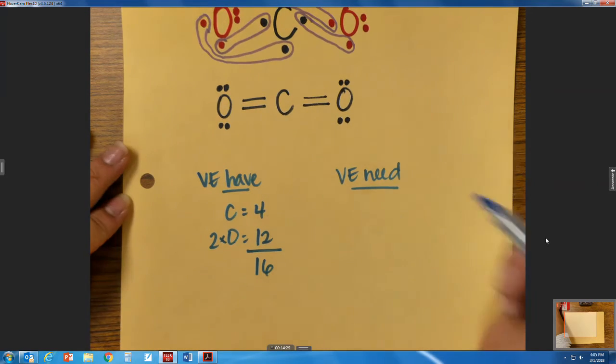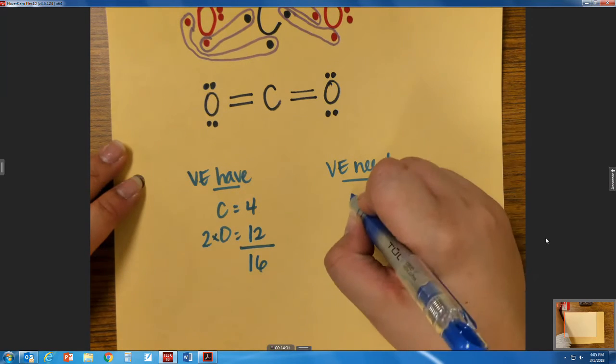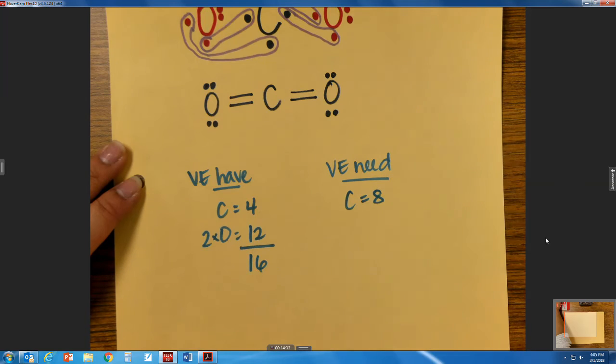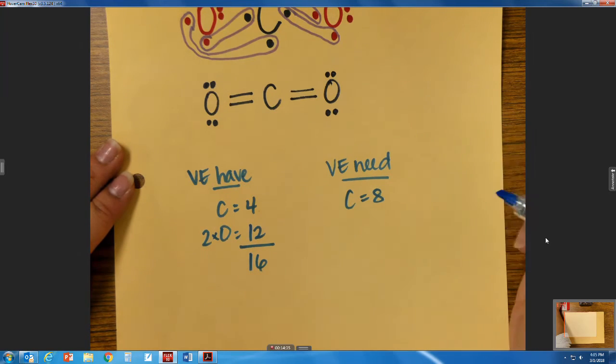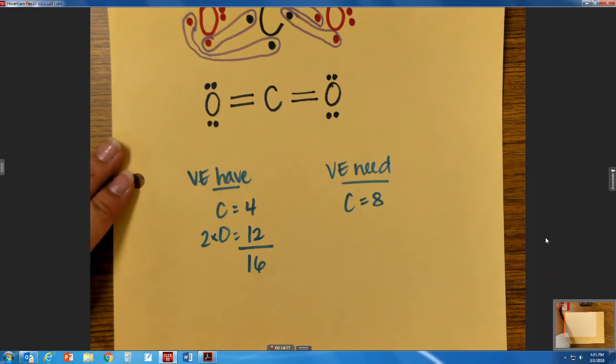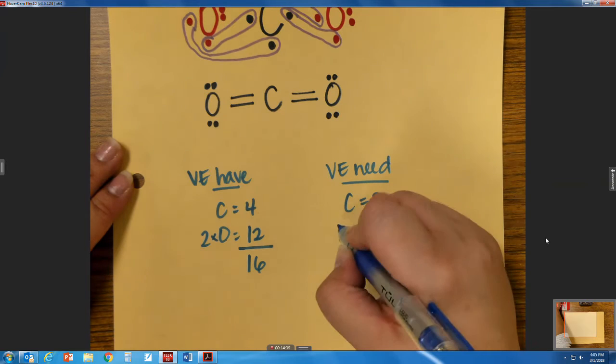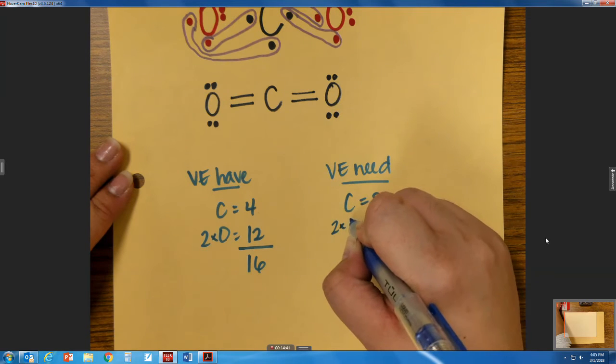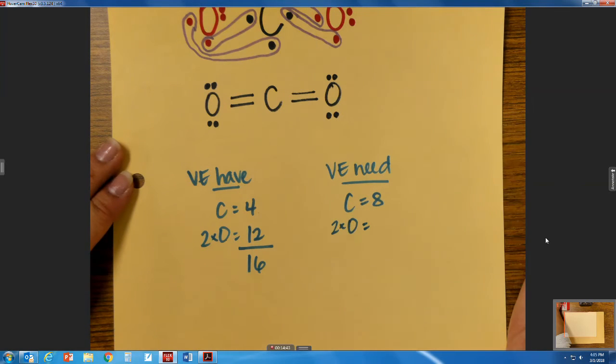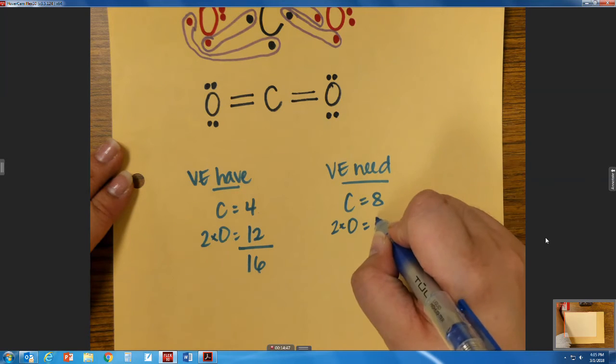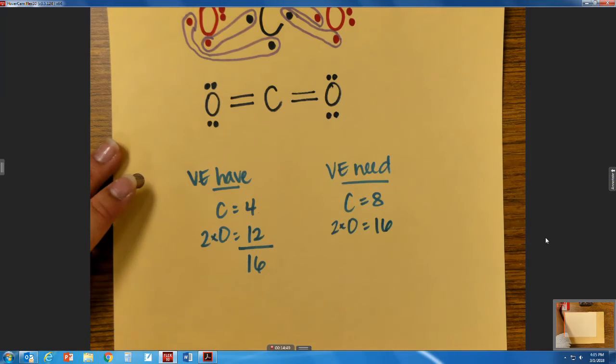Now, how many do we need? Carbon needs 8 to be happy. For a complete valence electron shell, it needs 8. It likes that octet rule. Now, it's going to be the same thing for oxygen. Oxygen also needs to have 8, but we have 2 of them, so that is 16.